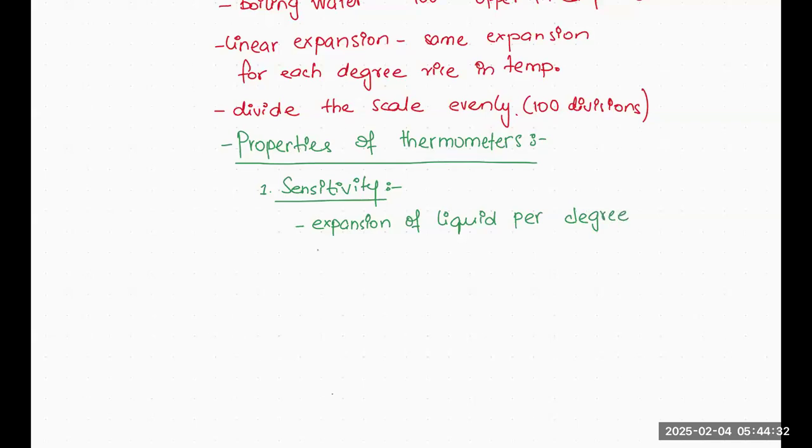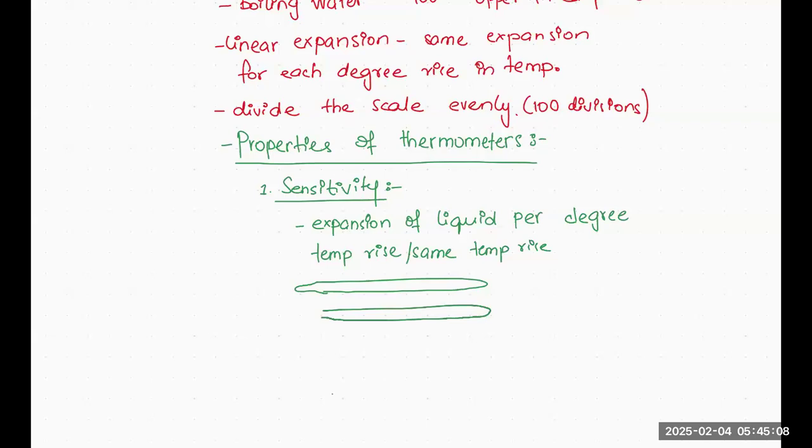So, for example, if the temperature increases by 1 Kelvin, how much is the mercury going to expand, or how much is the liquid going to expand? If you have two thermometers, for the same temperature rise, one thermometer will give you a greater expansion. The temperature that they're both recording is the same. The other one gives you a smaller expansion.